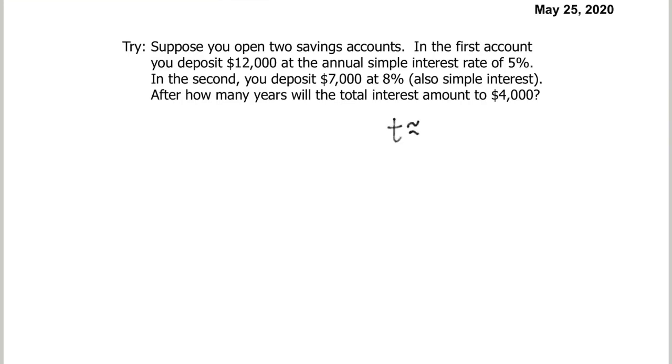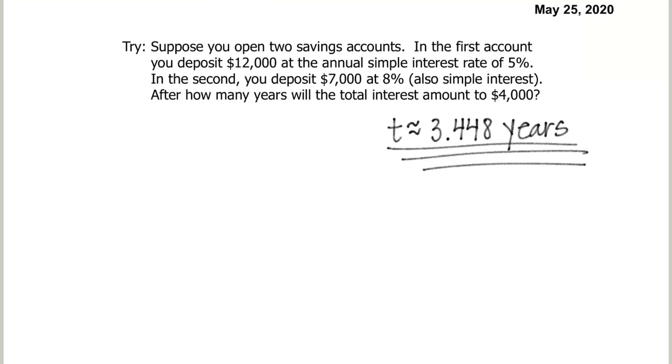Okay, the time on this one was a little trickier. Bottom line is it's 3.448 years. We always go out 3 decimals if they don't tell us. If we're talking about money, then it's 2 decimals, but everything else is 3 decimals unless they tell us otherwise. So 3.448 years. And I got that by setting up my equation.